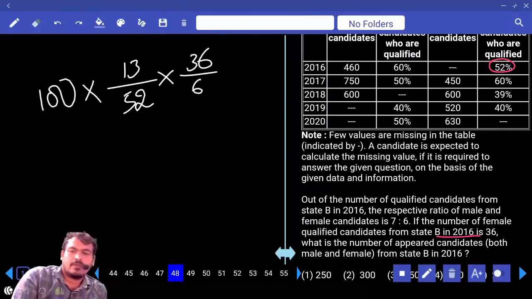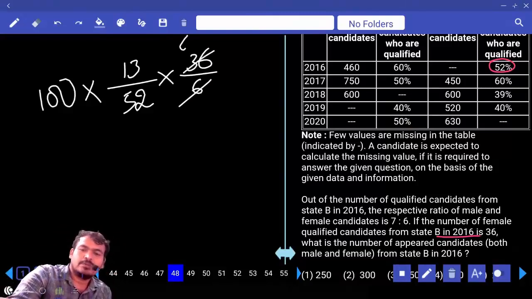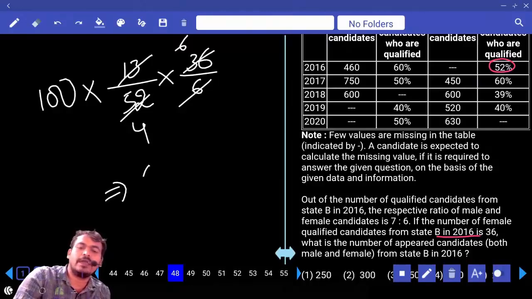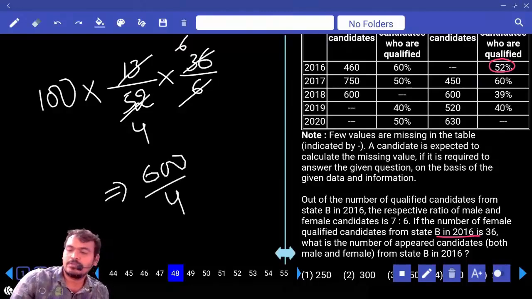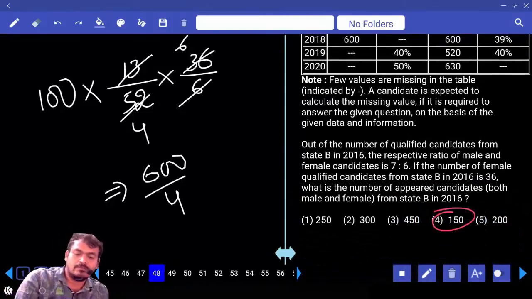100%. 6 parts, 36. 1 part, 6. 13 parts, 78. That 78 equals which percent? 52%. But we required 100%, or not? 6 times, 13 how many times? 4 times. It is 600 by 4. How much? 150. Which option? 4th one.